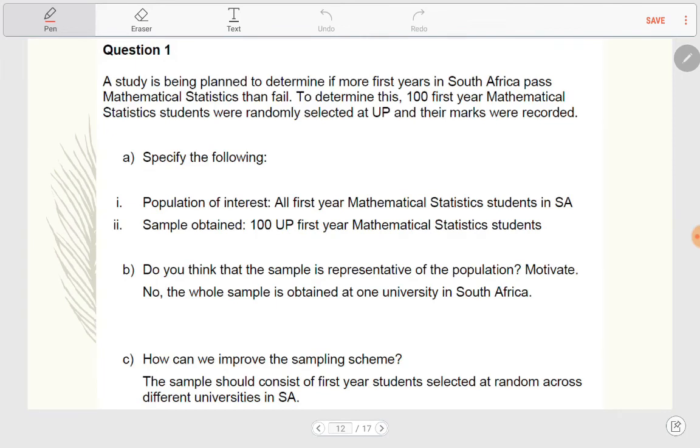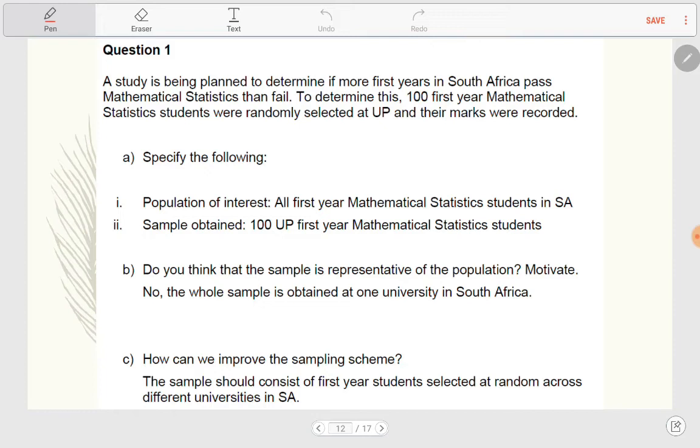So a study is being planned, and they want to determine if more first years in South Africa pass math stats than fail. They take a sample of 100 first year students and record their marks. That's basically what the question is saying. So the first thing you're asked to do is to identify the population of interest.